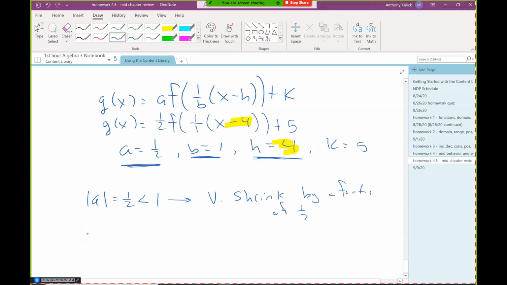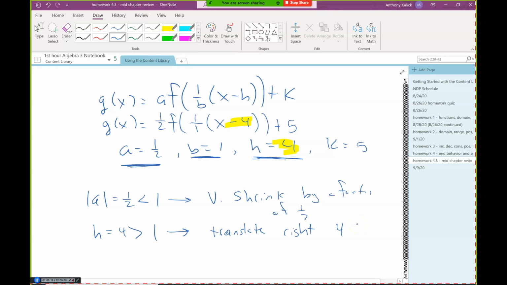Is the H going to cause a translation? Yes, because it's not 0. Since the H is positive, which way is the translation going to go? It's going to go to the right 4 units. So remember, the H goes left and right, and the K does the up and down.